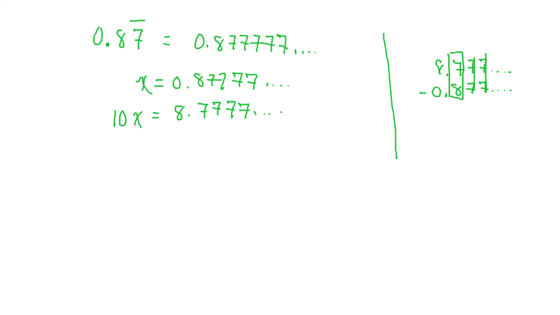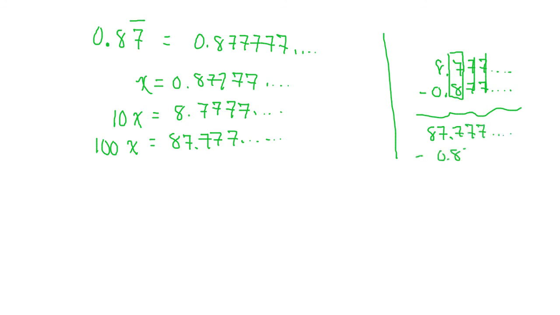So what if I multiply it by 100 like we did on the last one? I would get 87.77 repeating. Now again, let's take a look at what that means. I would have 87.77 repeating minus 0.877 repeating. Now again, zeros disappear, but what happens here? Still didn't line up correctly.